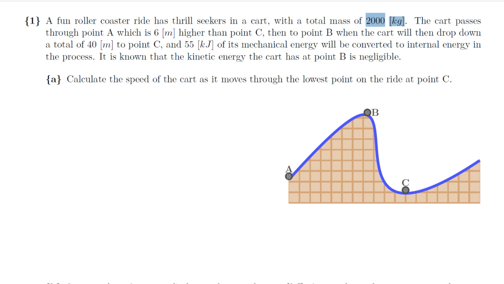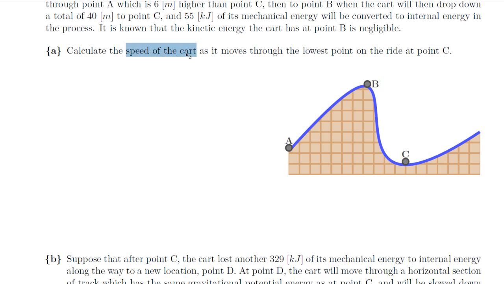Now the cart moves from point A to point B, when the cart will then drop down this hill a total of 40 meters to point C. So from point C up to point B, it's a height of 40 meters. During that process, 55 kilojoules of its mechanical energy is converted into internal energy, in other words, heating things up in the process. It is known that the kinetic energy of the cart at point B is negligible, so we're going to assume that there's no kinetic energy at the top of the hill. First thing we're going to find out is what the speed of the cart is as it moves through the lowest point, in other words, point C.